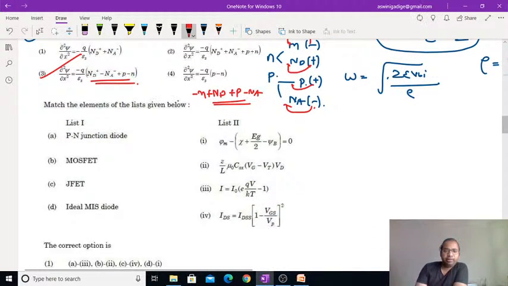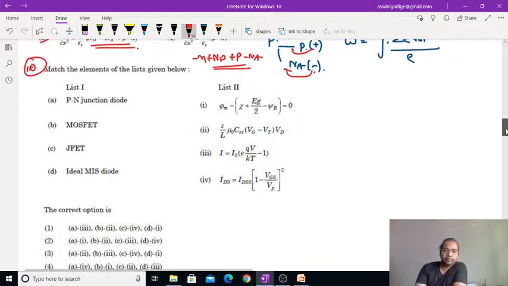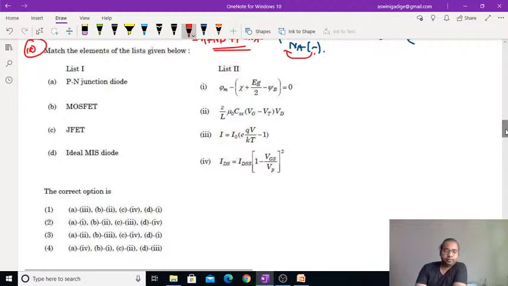And now coming to the 10th question. Match the elements of the list given below. So what is the correct option in this one, guys? What is the correct option? PN junction diode, current equation is this one.